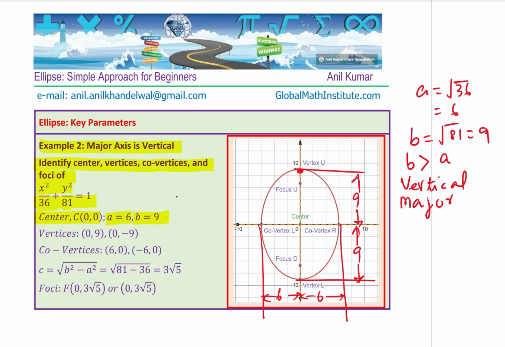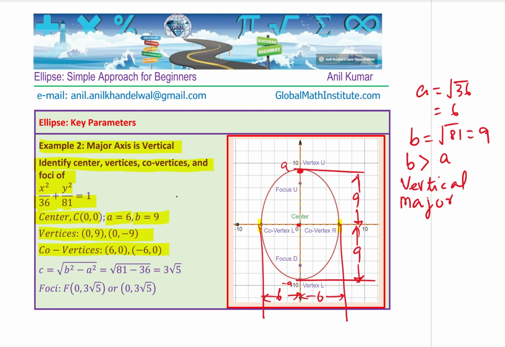So we can now find, starting from the center C, which is at the origin, adding A, we get the vertices. You get the idea? Adding A, we get the vertices. So this is at A and that is at minus A. So we get the vertices, which in this case are 0, 9 and 0, minus 9. The co-vertices are along the x-axis this time, the minor axis. So the co-vertices are at plus and minus 6 as given here.